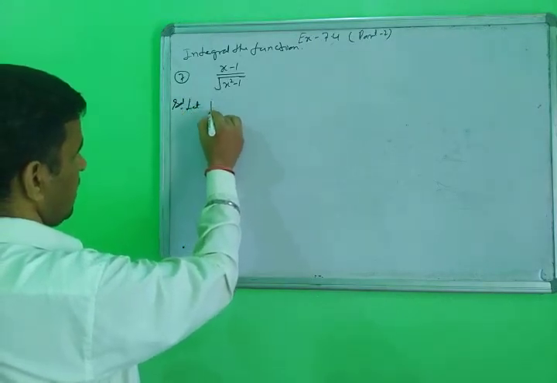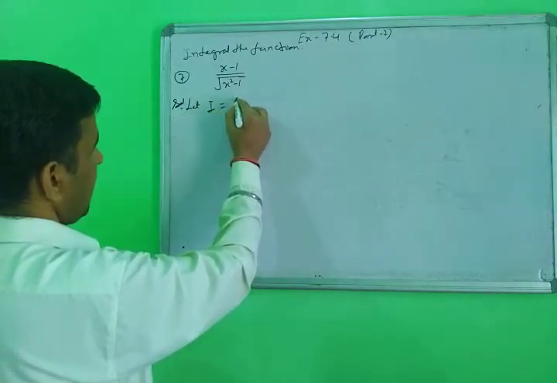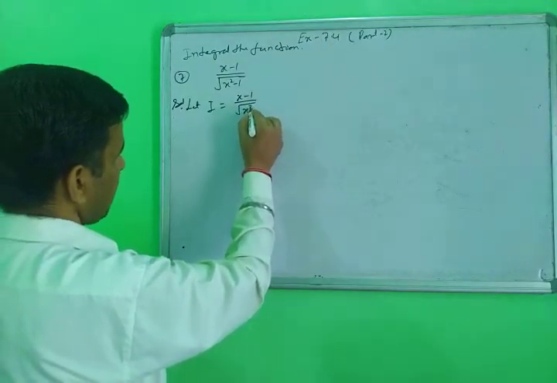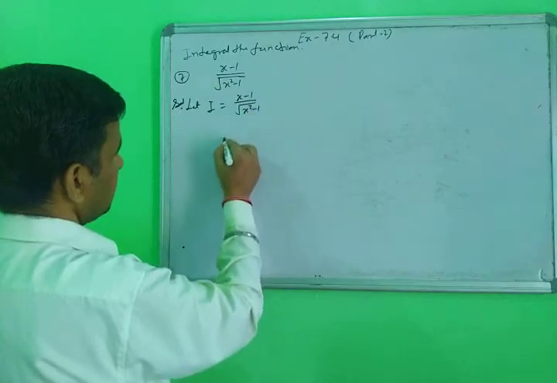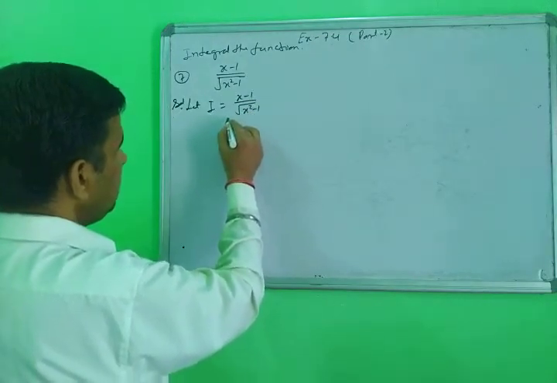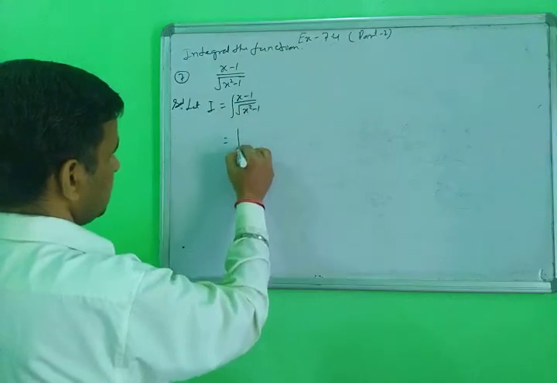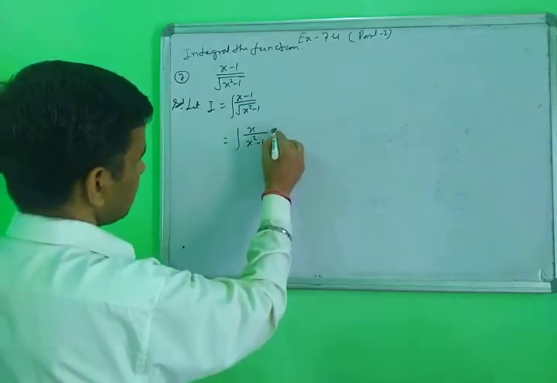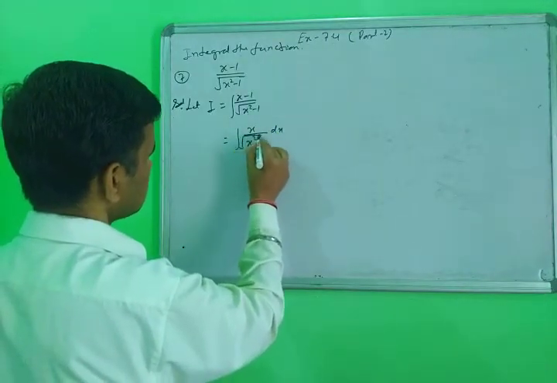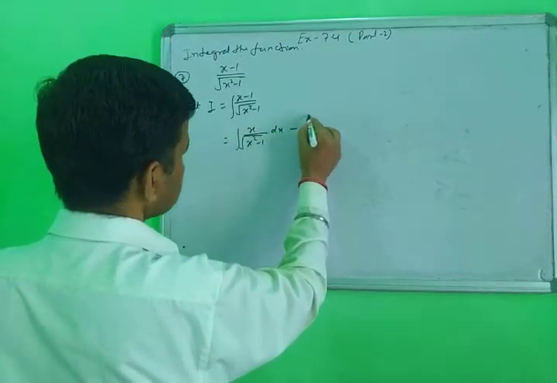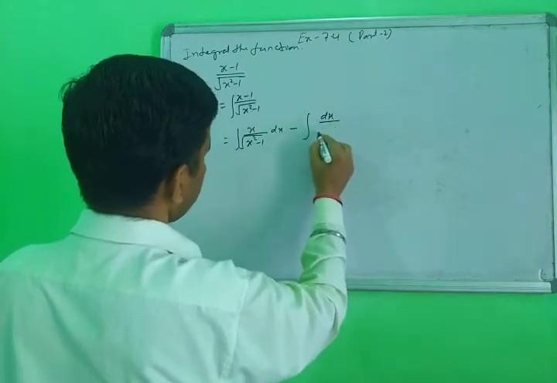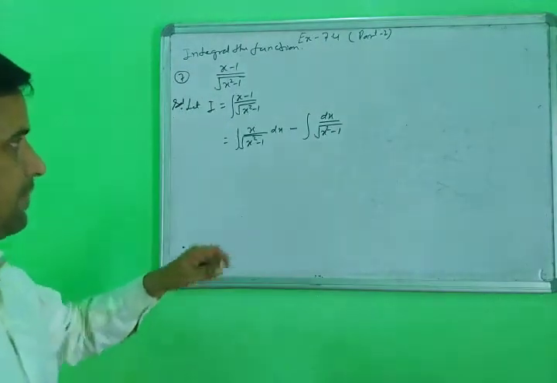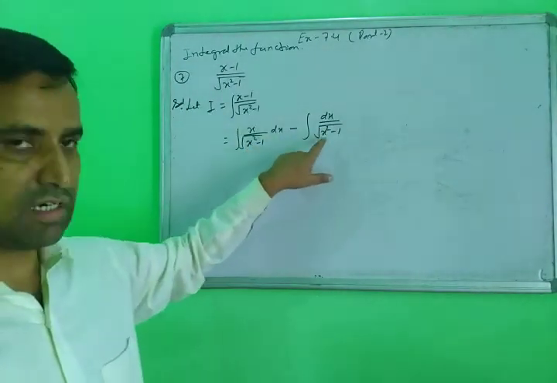Let the integral be of (x minus 1) upon root of (x square minus 1). Then you can write the integration as x dx upon root of (x square minus 1), minus dx upon root of (x square minus 1). This is one form and this is a different form.